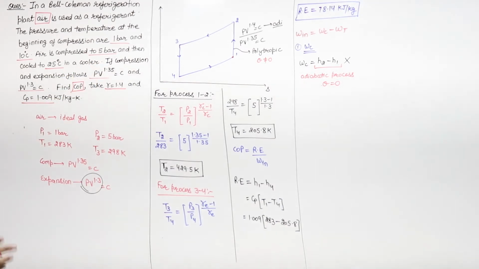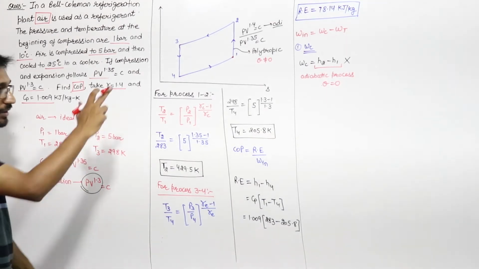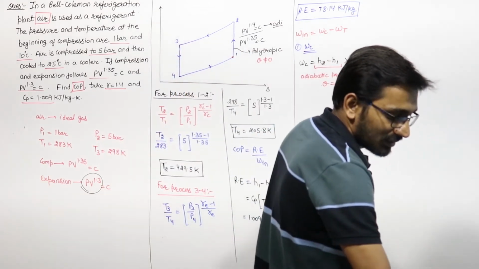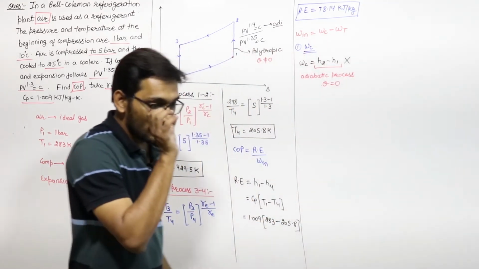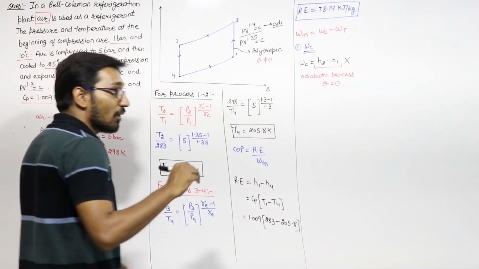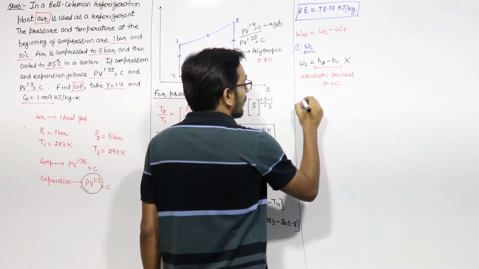This is some polytropic process, PV^n equal to constant. Just pay attention here. So you cannot use this formula. Now how to find the compressor work? Compressor work can be found with the help of the formula of polytropic work done.